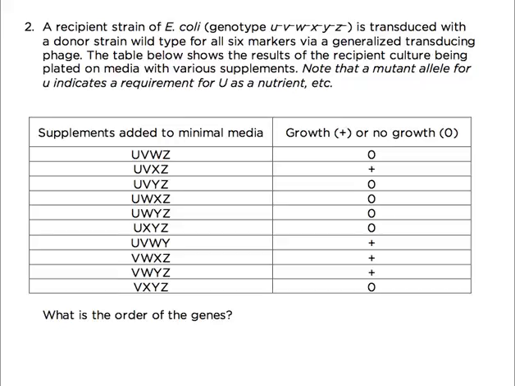So the data shows that in each experiment, 4 supplements were added to the minimum media. Now, because there are 6 markers, the key to notice is that when 4 compounds or supplements are added to the media, the other 2 are not. So first I want to go down the list and see which ones are missing from each media. Okay? So the first one, the missing supplements are X and Y.